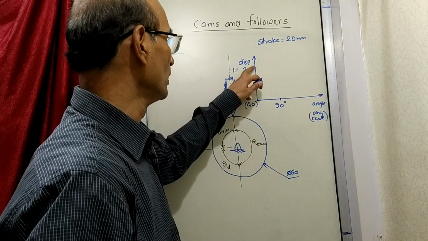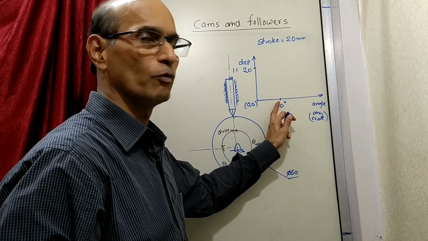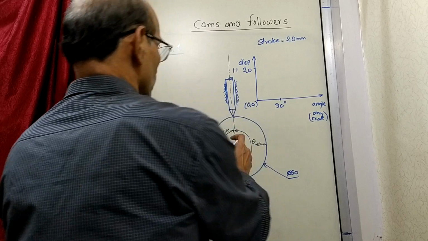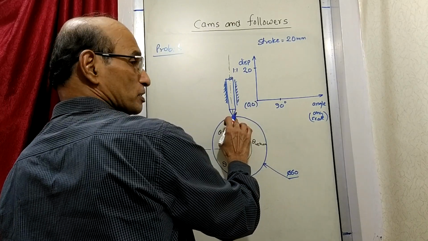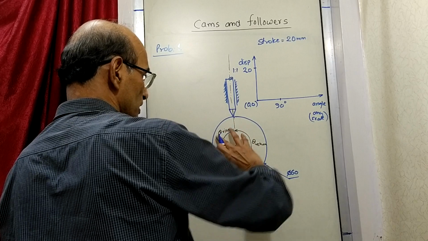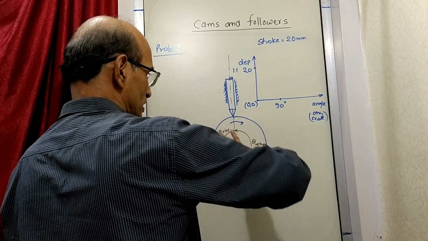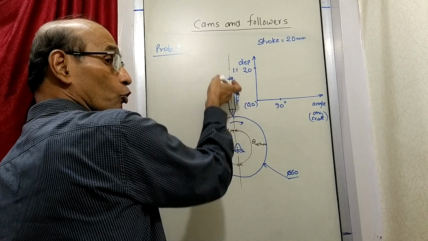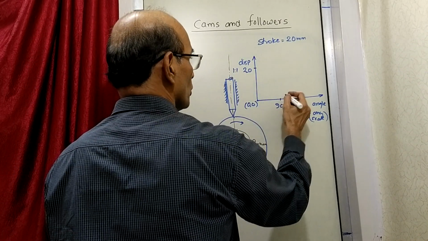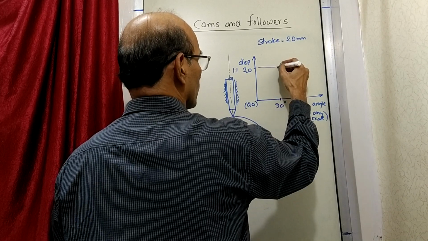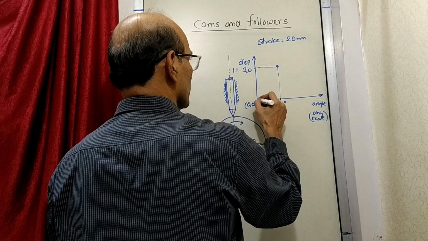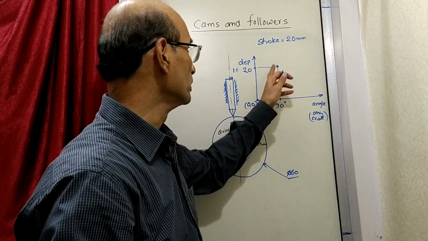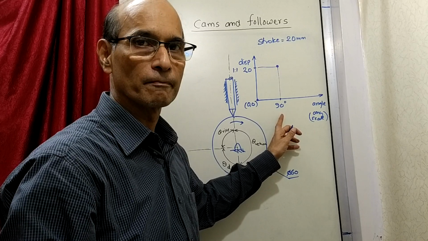So 20 millimeters here, any scale here, somewhere we have marked 90 degree angle. That means when the angle is 0, the displacement is 0. This is the initial position. When the angle is 90 degrees, that means when the cam rotates and this point comes here, at that time you want the follower to go up by 20 millimeters. So if you just draw like a graph, the follower which is here at the start should reach here after the first 90 degrees.